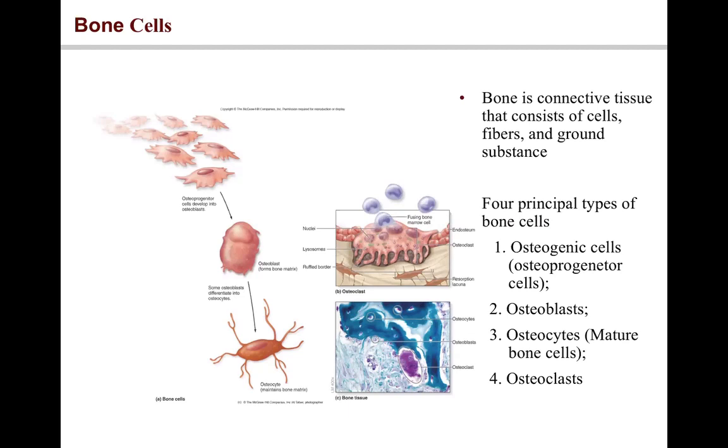So let's understand a little bit more about these osteoclast cells. Osteoclast cells are responsible for osteolysis, which is breakdown of the bone. On the other hand, the osteocyte cells are responsible for formation of the bone, or osteogenesis. So this actually helps us to understand the bone cells.